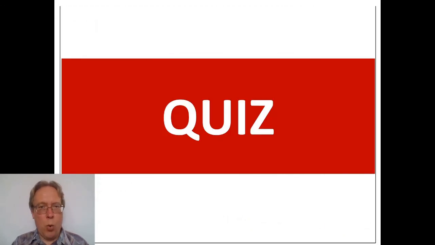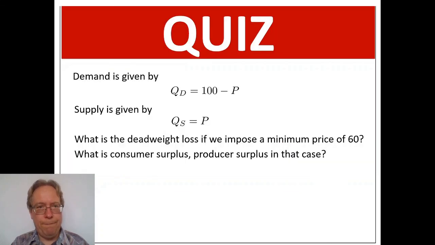Which brings us to another quiz question. Simple setup. Suppose demand is given by this equation here, and supply is given by that very simple equation here. Question: what is the deadweight loss if we impose a minimum price of 60? What is consumer surplus and what is producer surplus in that case? I will give you the answer in a sec in the next video.